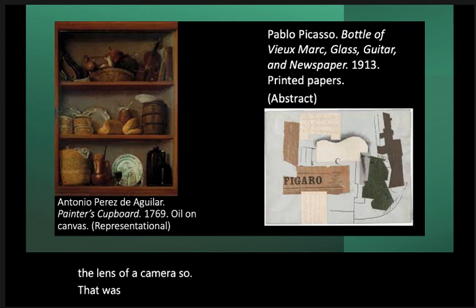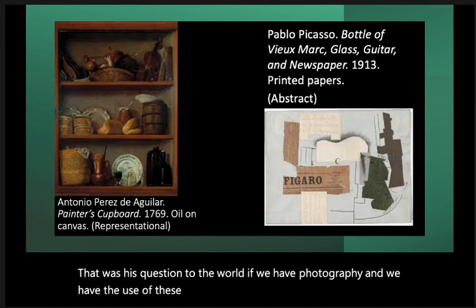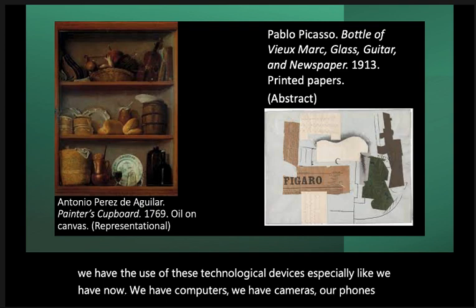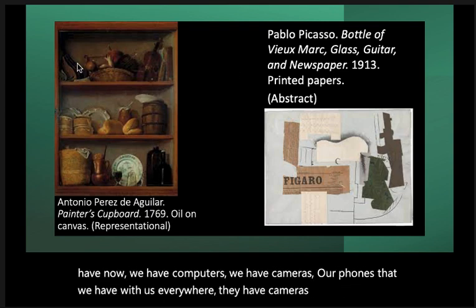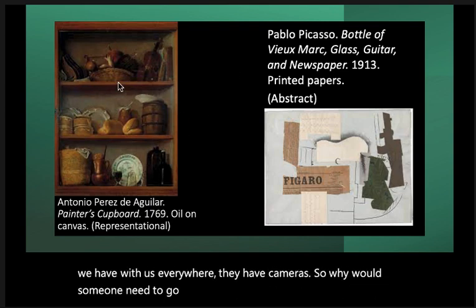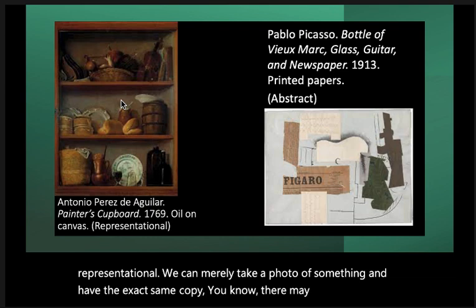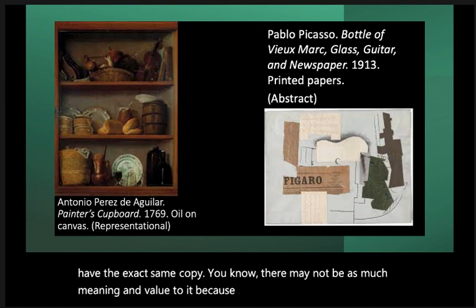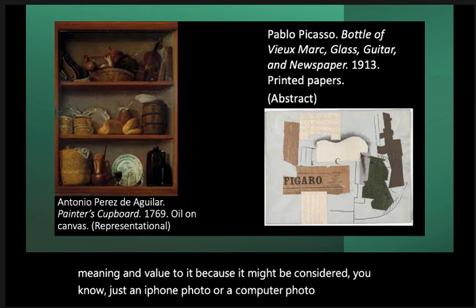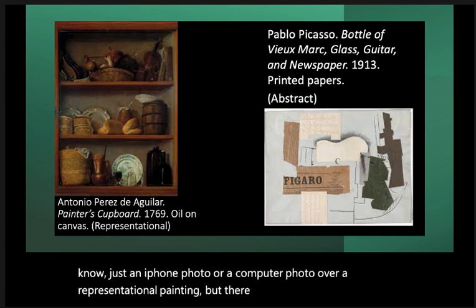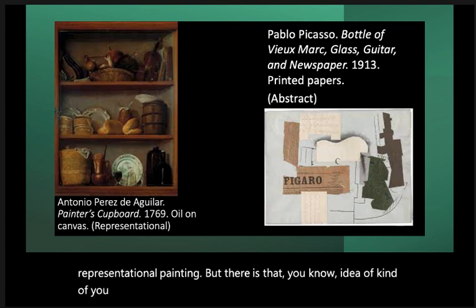If we have photography and we have the use of these technological devices, especially like we have now, we have computers, we have cameras, our phones that we have with us everywhere have cameras, so why would someone need to go about painting something like this that's representational? We can merely take a photo of something and have the exact same copy. There may not be as much meaning and value to it because it might be considered just an iPhone photo or a computer photo over a representational painting.